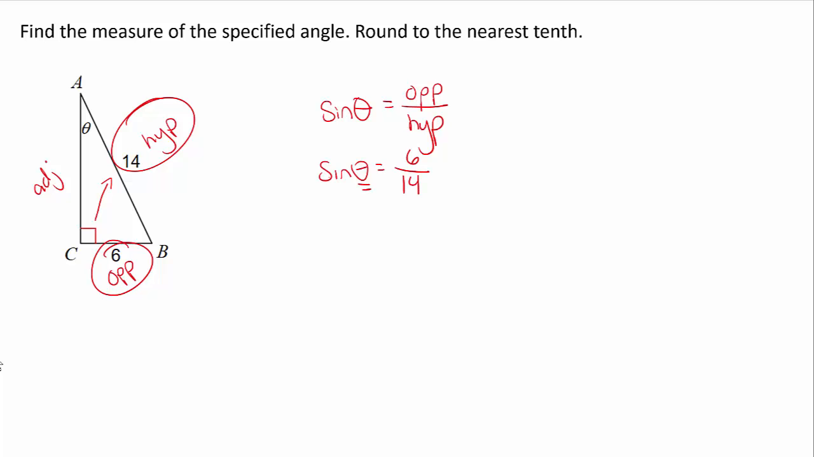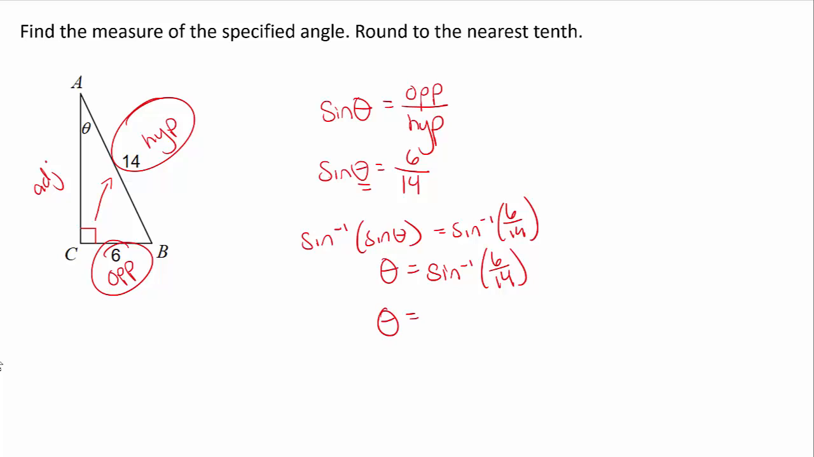Remember, to solve for an angle, we're going to use inverse sine on each side. And then these cancel, so we get theta is equal to sine inverse of 6 over 14. Theta is equal to 25.4 degrees.